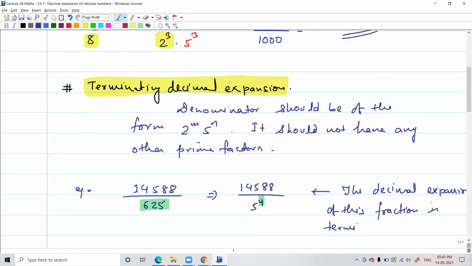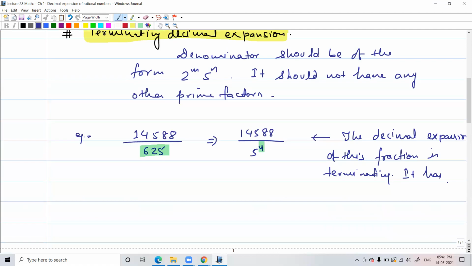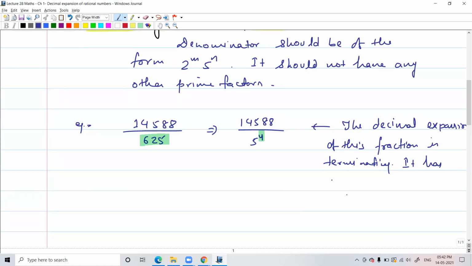It is terminating. And how many places of decimal has? It has 4 places of decimal. Is this point also clear to everyone? The point which I just made, looking at the power of the 2 or 5 and then deciding how many places of decimal it will have. Is that clear to everyone?